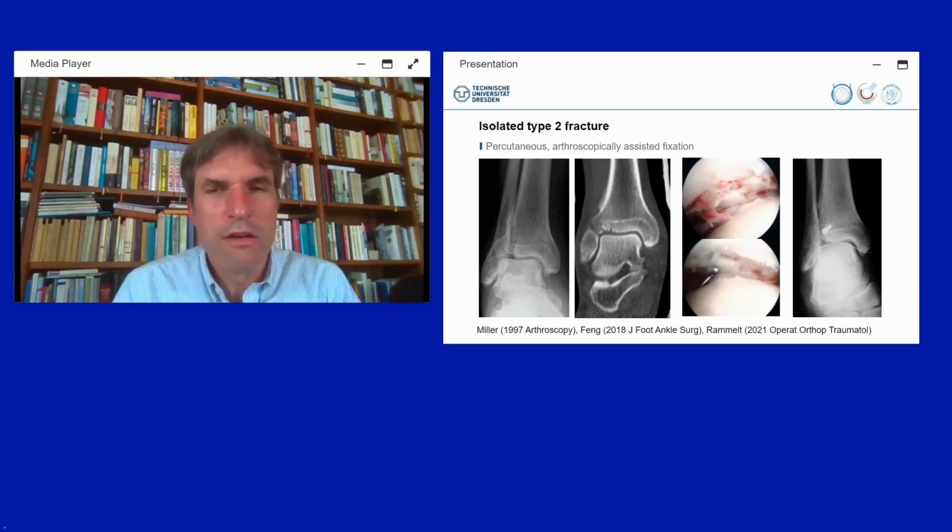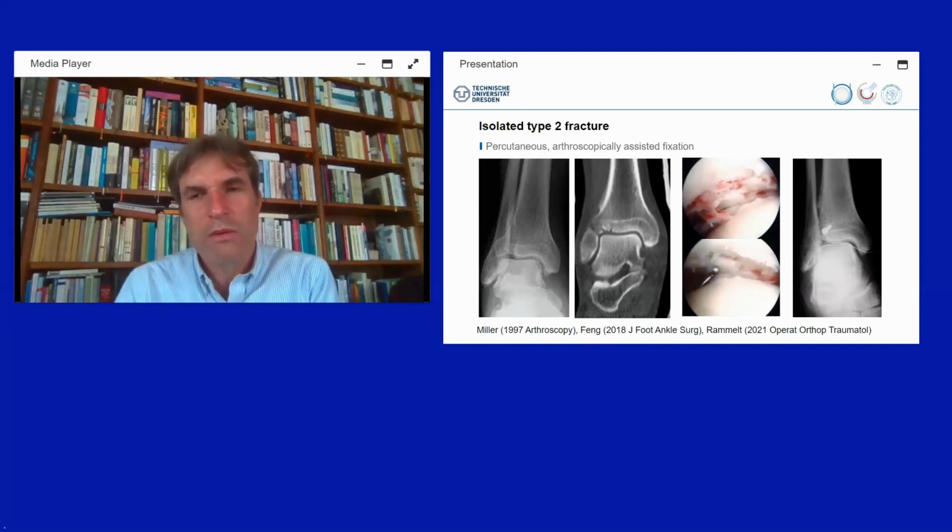We had 4% in our series that had an isolated anterior malleolar fracture, and they may be fixed percutaneously with arthroscopic control. And as you can see here, sometimes there's more to it once you look inside the joint than you would expect.